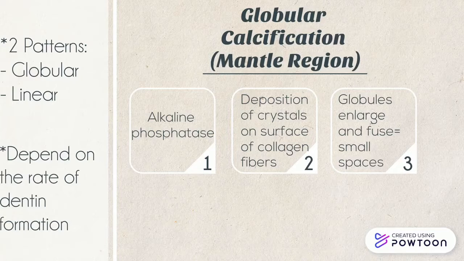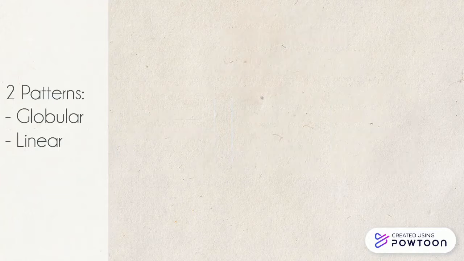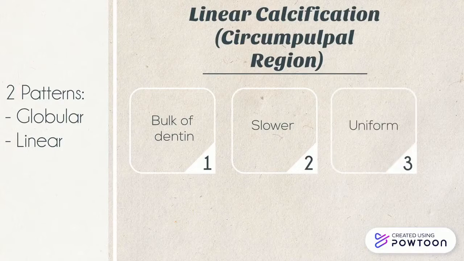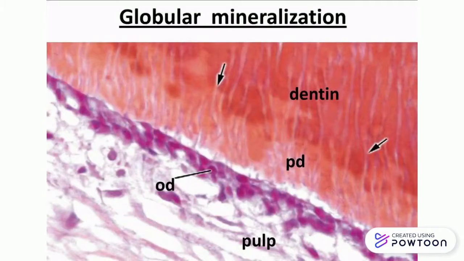Small spaces in between, called interglobular dentine, occur, and they are not mineralized due to failure of fusion of mineralized globules. The remaining bulk of mineralized dentine is known as circumpulpal dentine and can be mineralized in either globular or linear pattern. In linear pattern, mineralization appears to be slower and more uniform, as shown in the picture now. Notice the difference here, compared to globular dentine, which appears less organized and does not follow any aligned pattern.